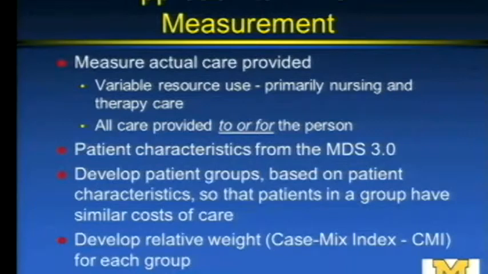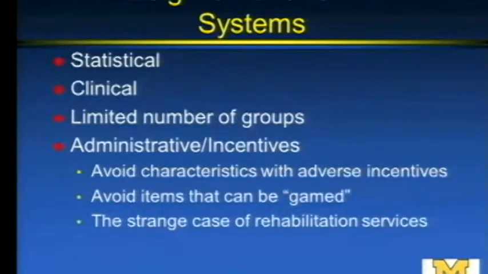Once you have developed these patient groups, then you want to develop a relative weight. We call this a case mix index, or CMI, for each group. And so that is the point where we say not only is this person in this group, but also this group has a case mix index of 1.2. They're 20% higher than a person in a group who is an average of 1.0. Next slide, please.